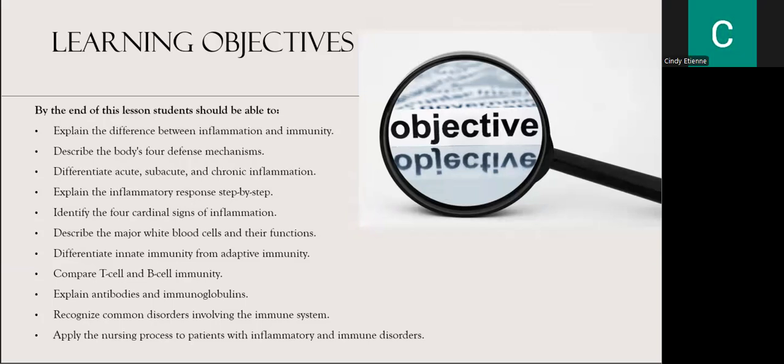By the end of this lesson, you should be able to explain the differences between immunity and inflammation, describe how the body's defense systems protect against diseases, and distinguish between innate and adaptive immunity. We'll also compare T cell and B cell immunity, explain how antibodies work, identify the major white blood cells and their function, recognize common immune disorders, and apply the nursing process to care for patients with inflammatory and immune-related conditions. These concepts provide the foundation for understanding many diseases you'll encounter in clinical practice.